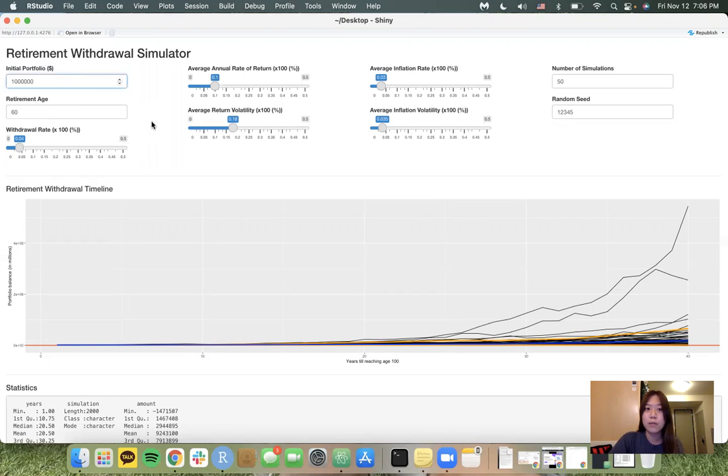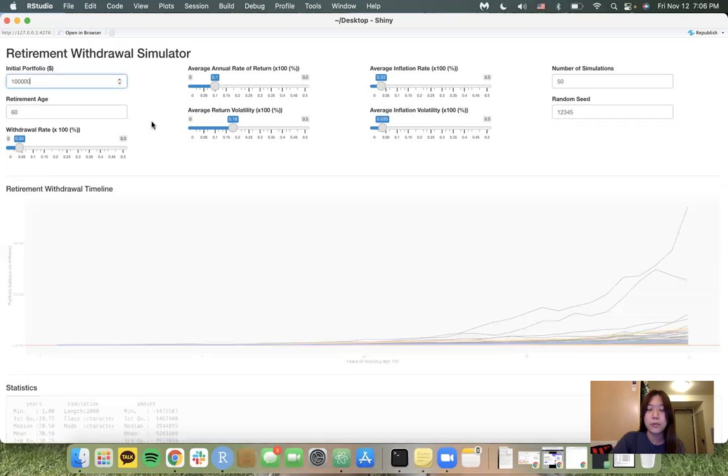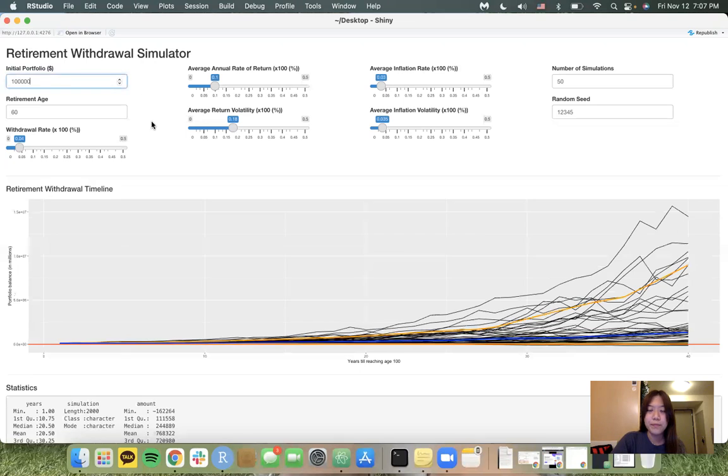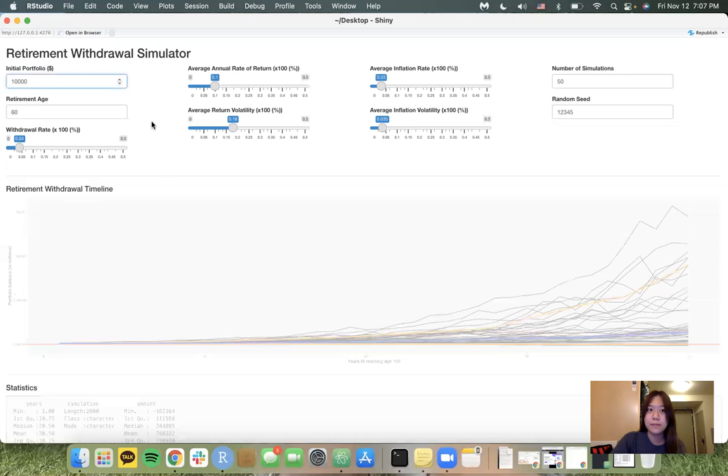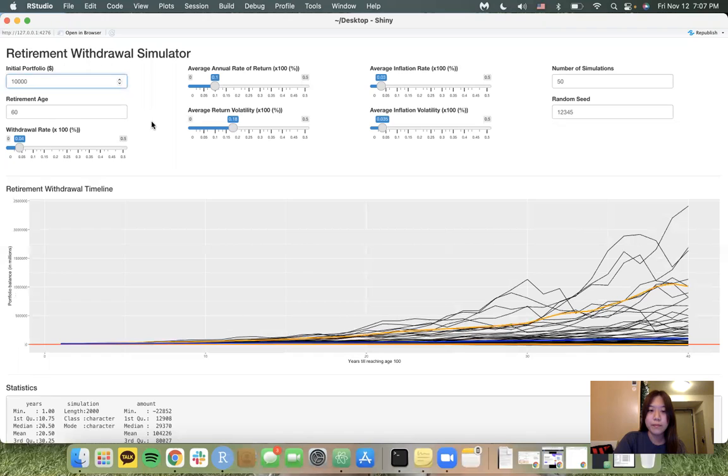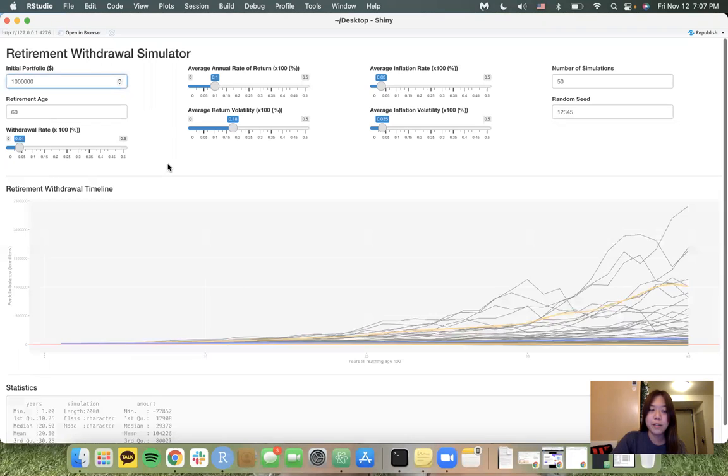For instance, the initial portfolio default is set at 1 million. You can also change that to 100,000 or 10,000, but we'll just keep it at the default of 1 million.